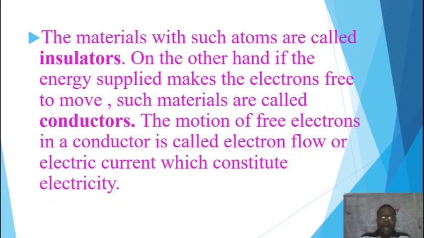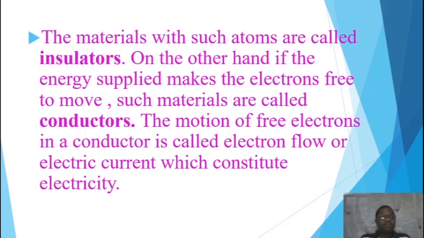Now, on the other hand, if the energy supplied makes the electrons free to move, then such materials are called conductors. So in an insulator, the force is holding the electron in such a way that applied energy cannot move it. But in a conductor, the applied energy is able to move the electrons. Examples of conductors, we have metals. Metals like iron, aluminium, copper, and so on and so forth.